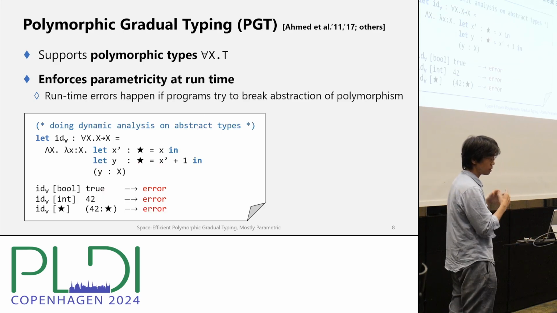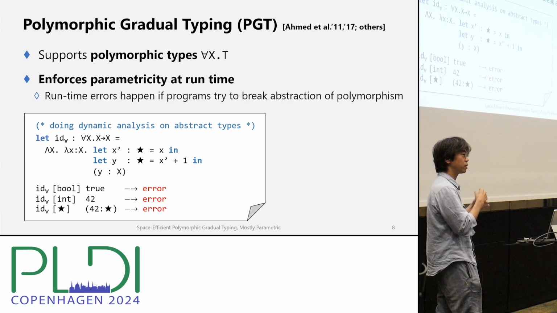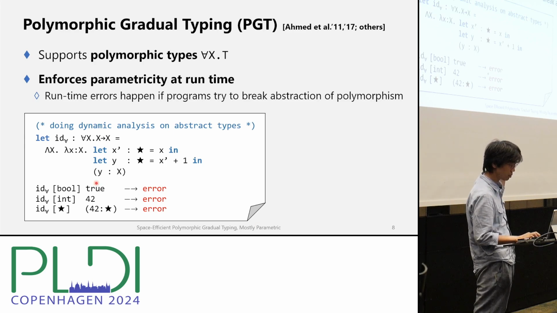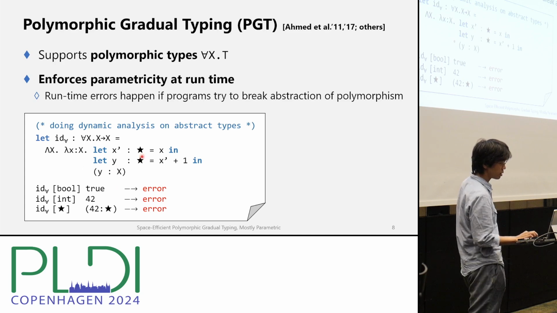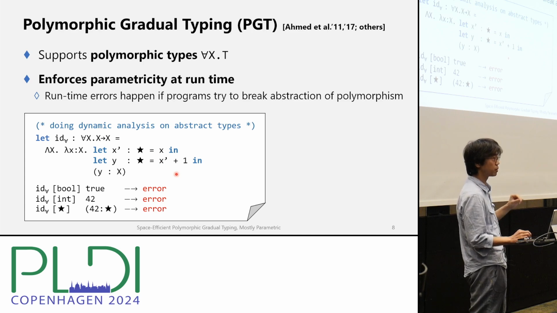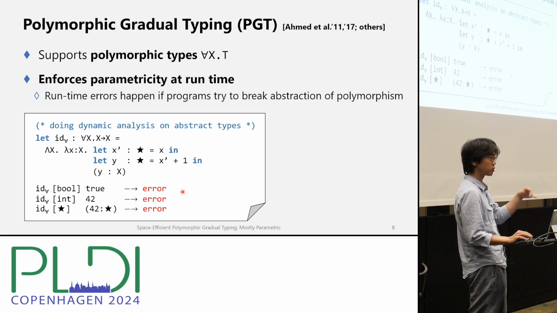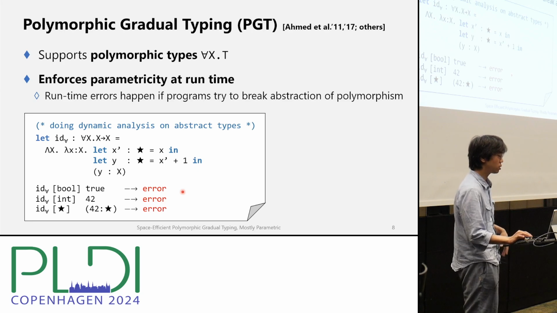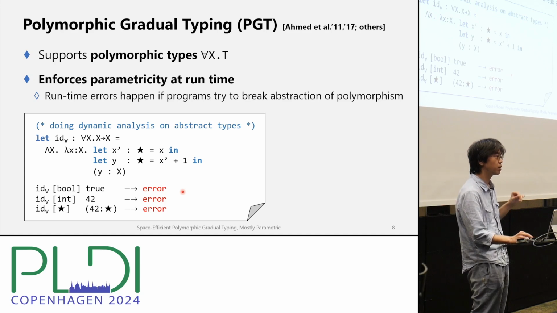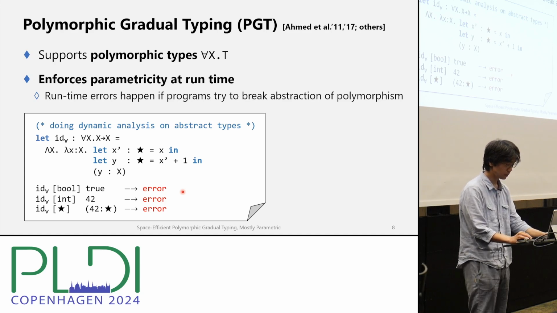And of course, similarly, if the function tries to do dynamic analysis on a type argument, then a runtime error happens. In this case, variable x has an abstract type big X, and then x is converted to an integer through the dynamic type. But such conversion breaks the type abstraction given by the polymorphism. So all of the function applications trigger a runtime error also in this case.